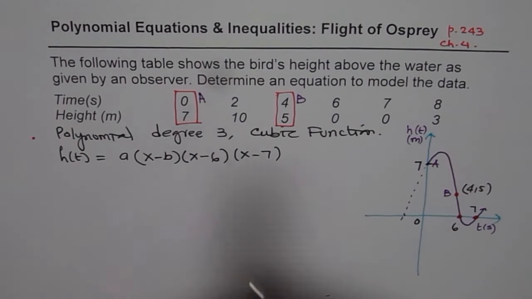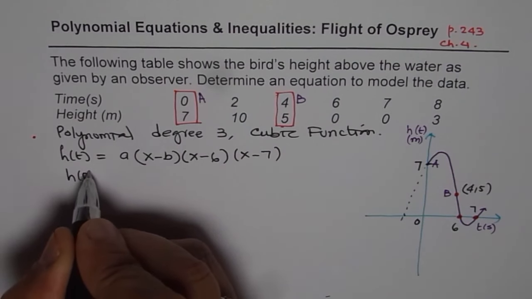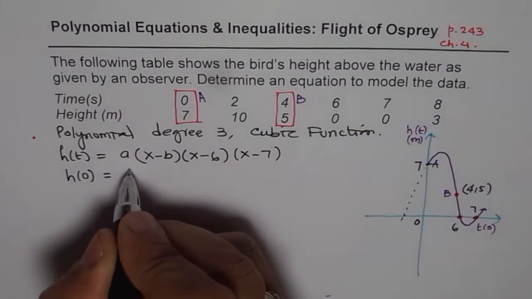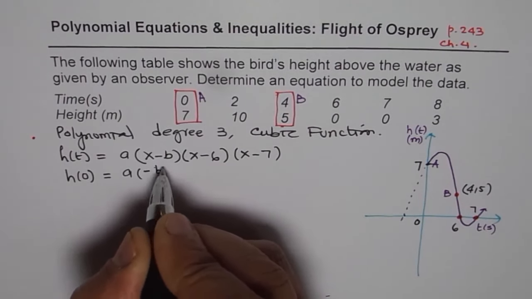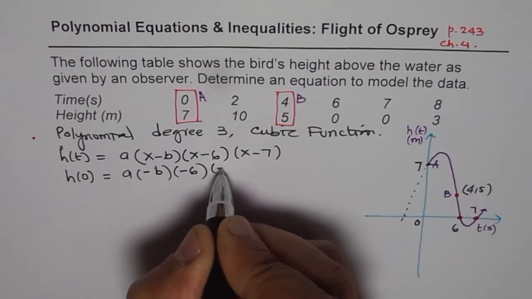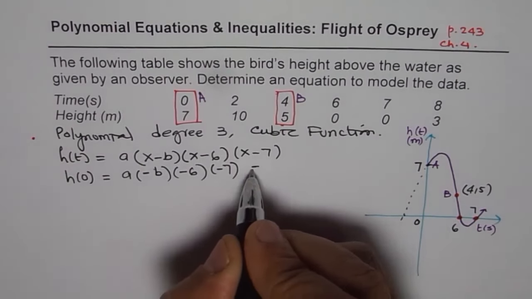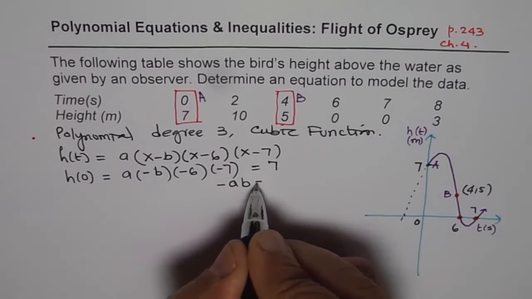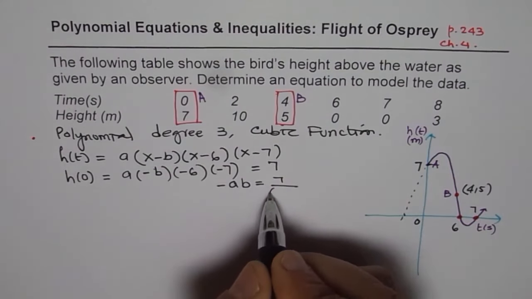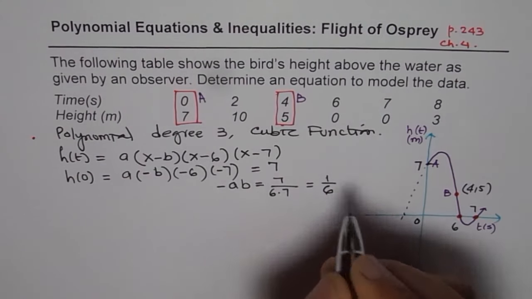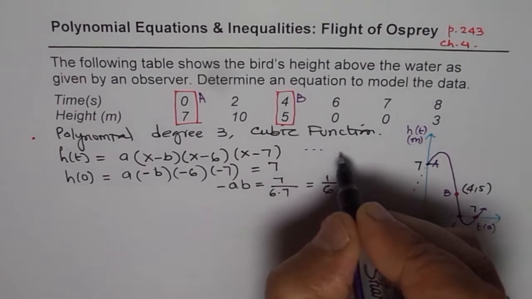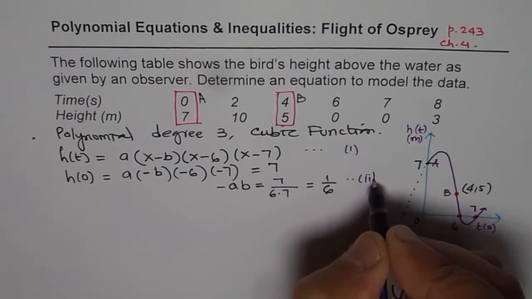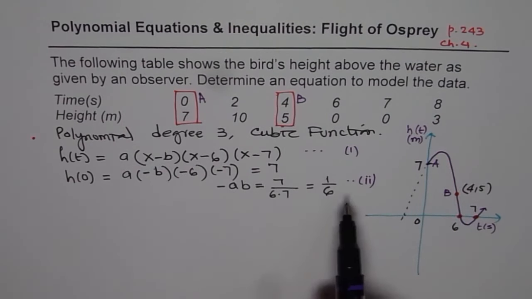Correct. Substituting A, that is x value 0. So we have height at t equals 0. So if I write 0 here, I get a times minus b, 0 minus b is minus b, and that gives me 0 minus 6, 0 minus 7. And all this is equal to 7. Got it? That's how I get my equation. And 3 negatives will give me a negative. So I get negative a b equals 7 divided by 6 times 7. Is it okay? And that is 1 over 6. Let that be the original equation, let me say equation 2. So I know the negative product of a and b is 1 over 6.